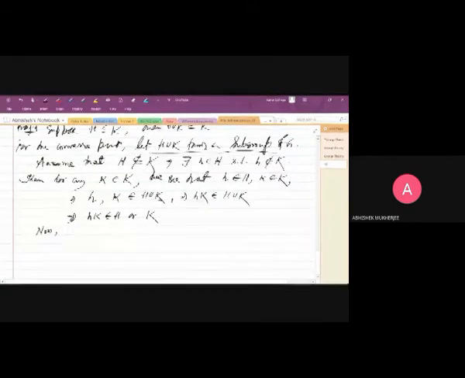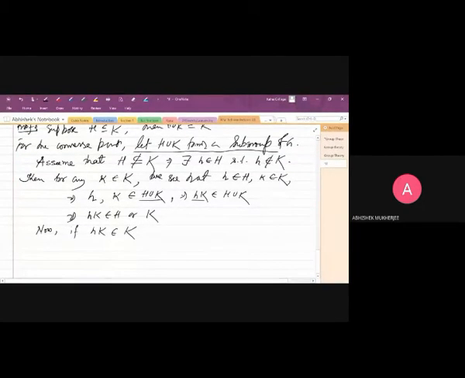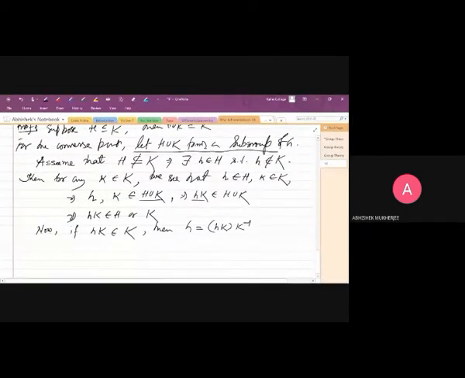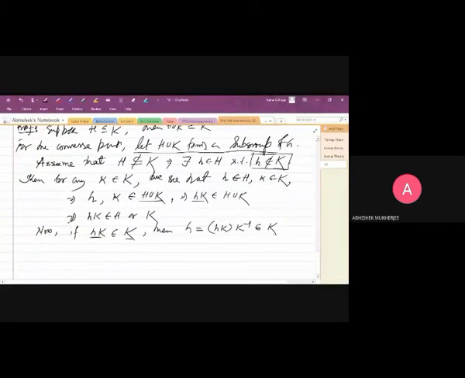Now, if hk belongs to K, what would be the case? Then you see that h can be written as hk k inverse, right? So hk belongs to K and k inverse belongs to K, so it is in K. So h is in K, but you have assumed that h is not in K, right? So this contradicts that fact. So a contradiction.